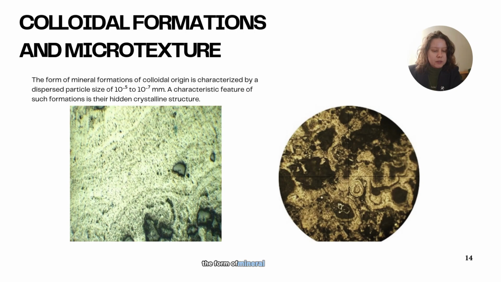The form of mineral formations of colloidal origin is characterized by dispersed particle size. A characteristic feature of such formations is their hidden crystalline structure. An example of this mineral formation is the familiar colomorphic zonal aggregates of goethite and hydrogoethite in iron ore, and colloidal formations of pyrolusite and psilomelane.